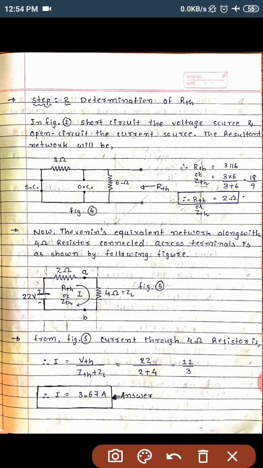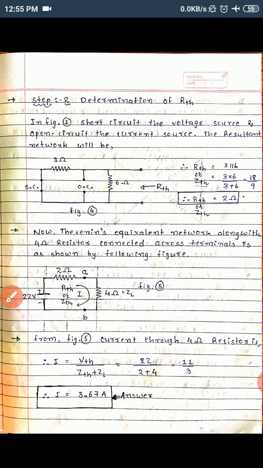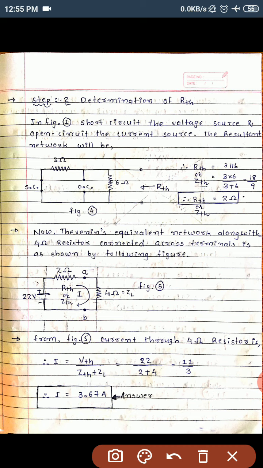We clearly see that the voltage source is short circuited, the current source is open circuited, the terminals are open over here, and from the terminals we can see that RTH will be calculated. So from the figure, RTH will be 3 ohm in parallel with 6 ohm. So 3 into 6 upon 3 plus 6, so 2 ohm is the answer. So RTH equals 2 ohm. Now friends, we have both the values. First value is VTH and second value is ZTH.